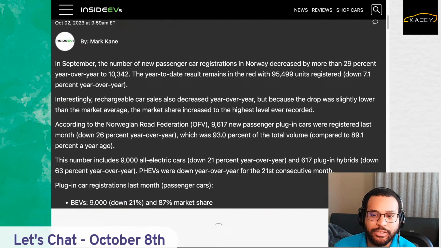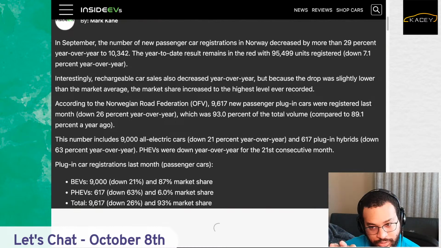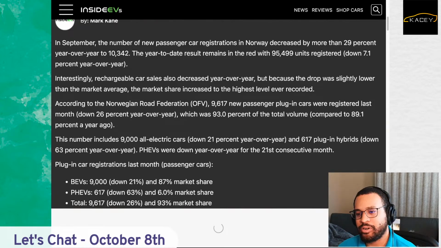And look at this. So electric cars in Norway was most of the production for the quarter of, individually, GM, Ford, and Rivian. I'm not saying that they did great there. I'm just saying, look, the country's deliveries almost matched the entire output for those makers. Rechargeable sales decreased year over year, but the drop was slightly lower than the market average. So the market share increased. Oh, that's kind of interesting. So they went down, but the whole market went down more.